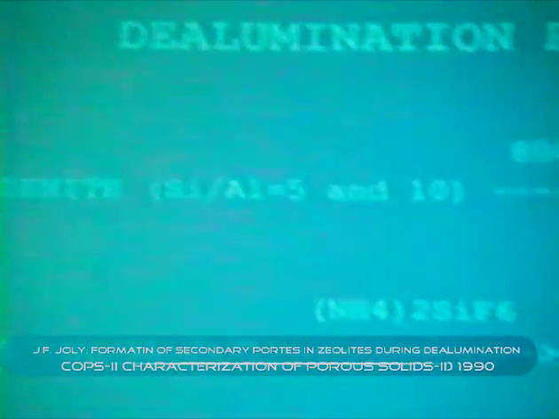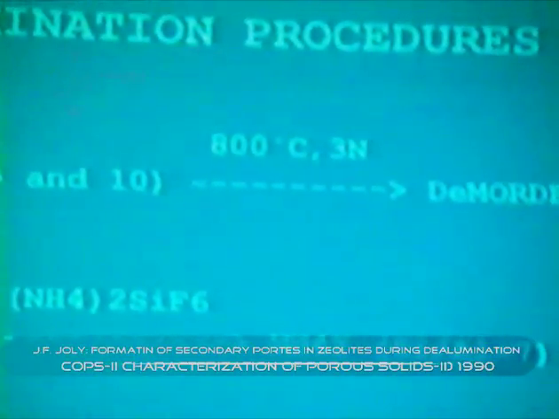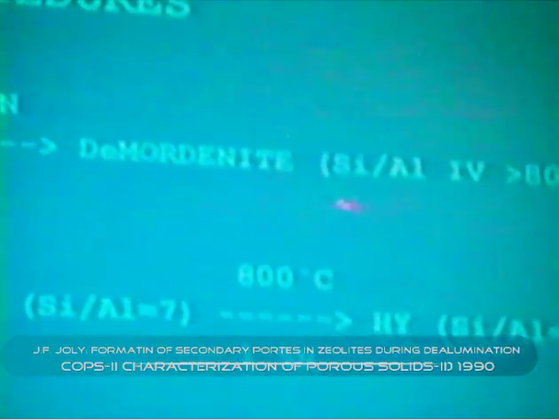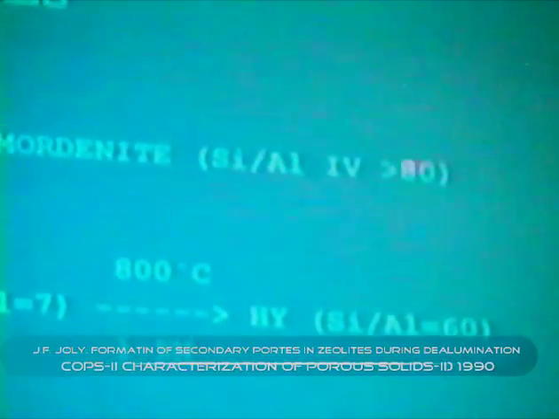These are classical procedures. Two mordenites with silicon to aluminum ratios of 5 and 10 have been submitted to severe steaming dealumination treatment at 800 degrees Celsius followed by an acid etching. And this leads to dealuminated materials with framework silicon to aluminum ratio greater than 80.